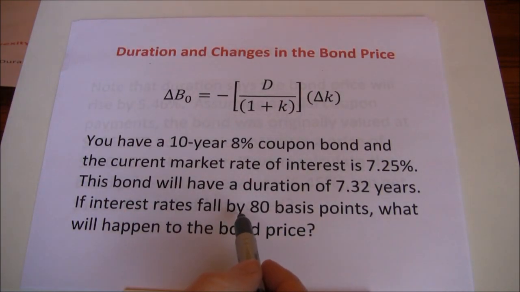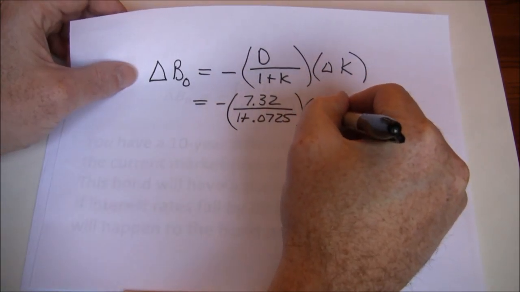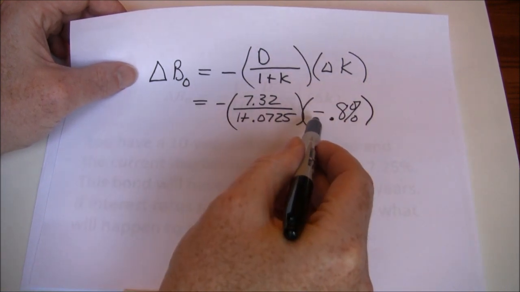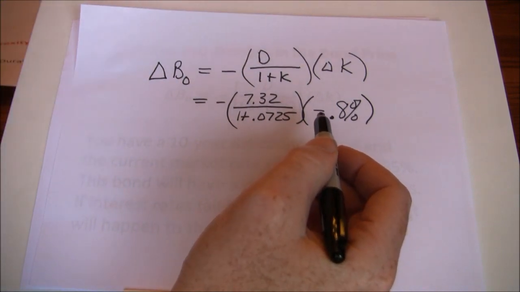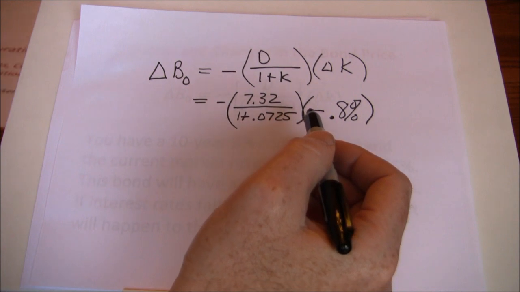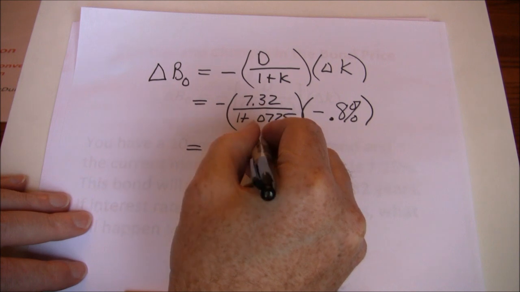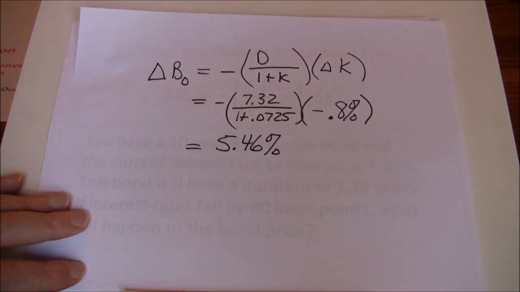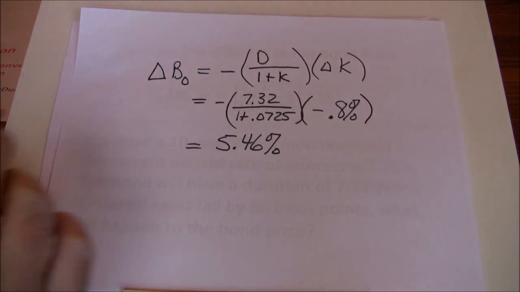And here we say interest rates are going to fall by 80 basis points. That's 0.8%. It's a fall in interest rates, so our interest rate change is negative. Interest rates are declining. Now we just grab our calculator, go through the calculations. You should end up with a change in the bond price of 5.46%.